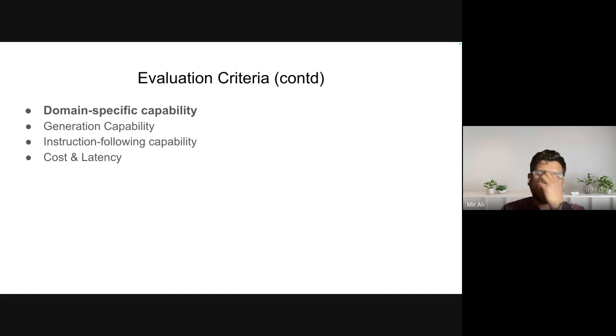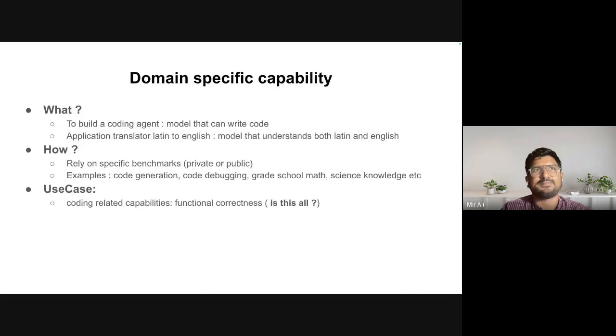Now, in evaluation criteria, there are multiple sections and phases where we need to understand the capability of the model or AI solution which we are going to build. It has been generalized into four capabilities: domain-specific capability, generation capability, instruction-following capability, and cost and latency. First, let's go ahead with domain-specific capability.